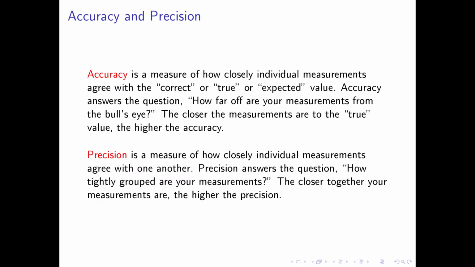Precision, on the other hand, is a measure of how closely individual measurements agree with one another. Precision answers the question, how tightly grouped are your measurements? The closer together your measurements are, the higher the precision.